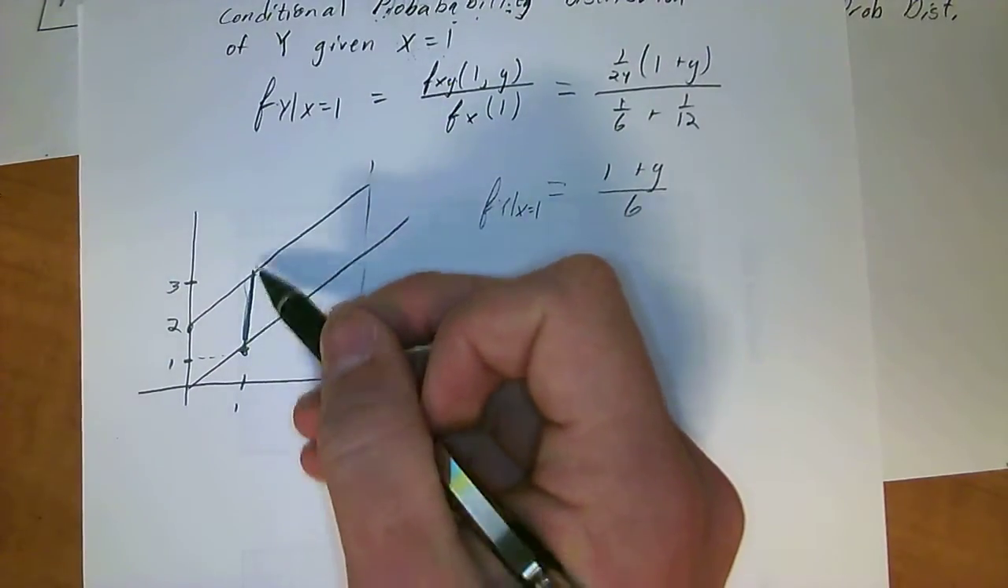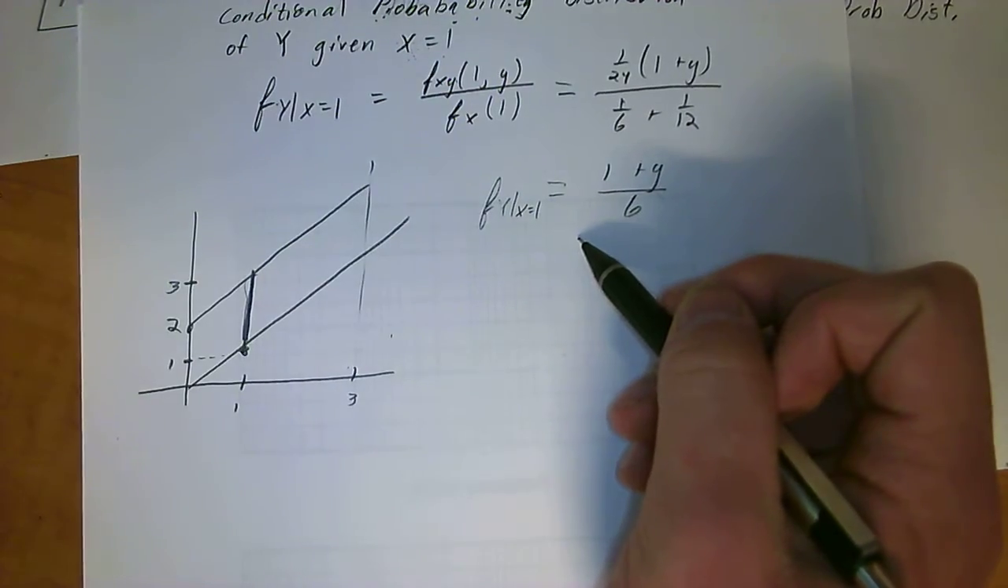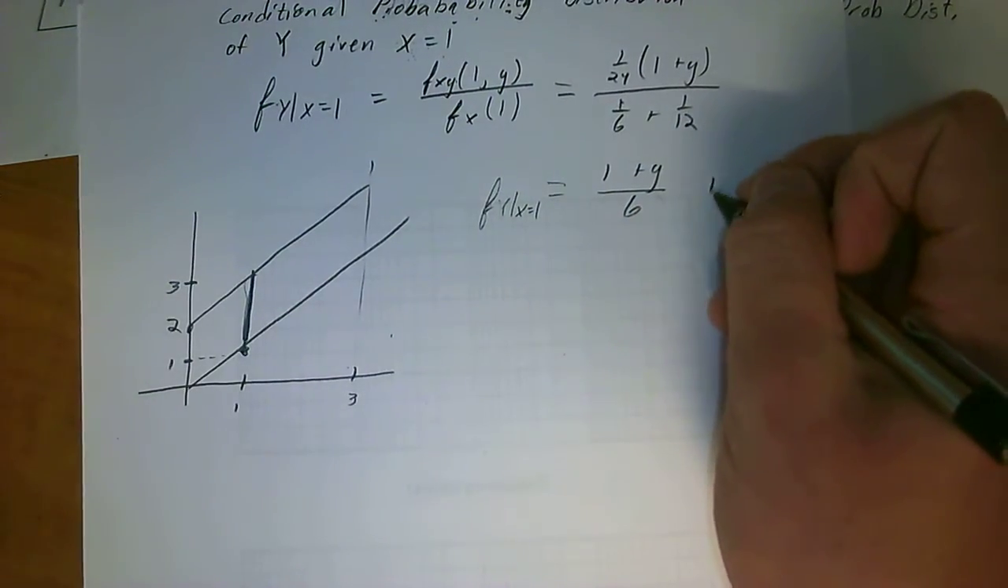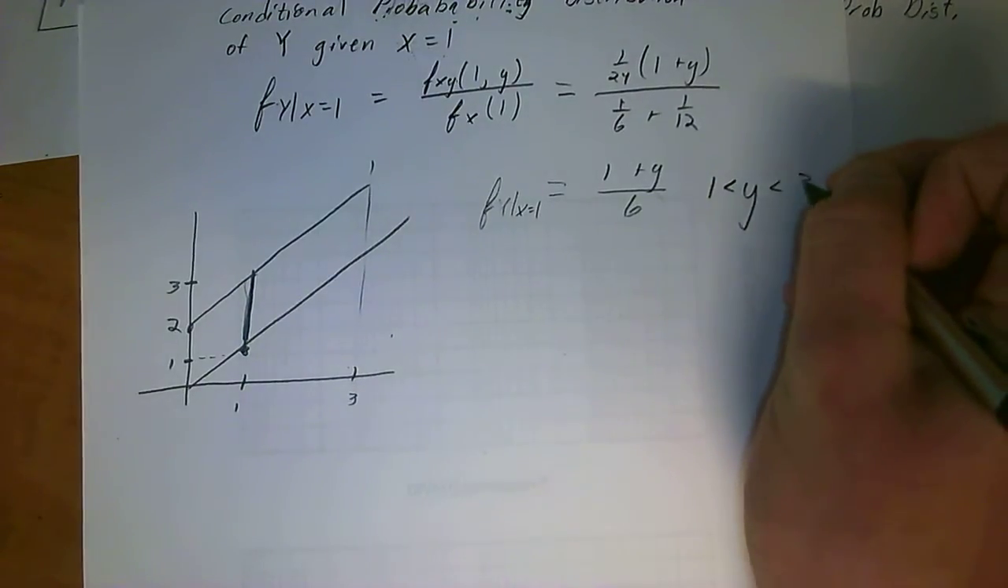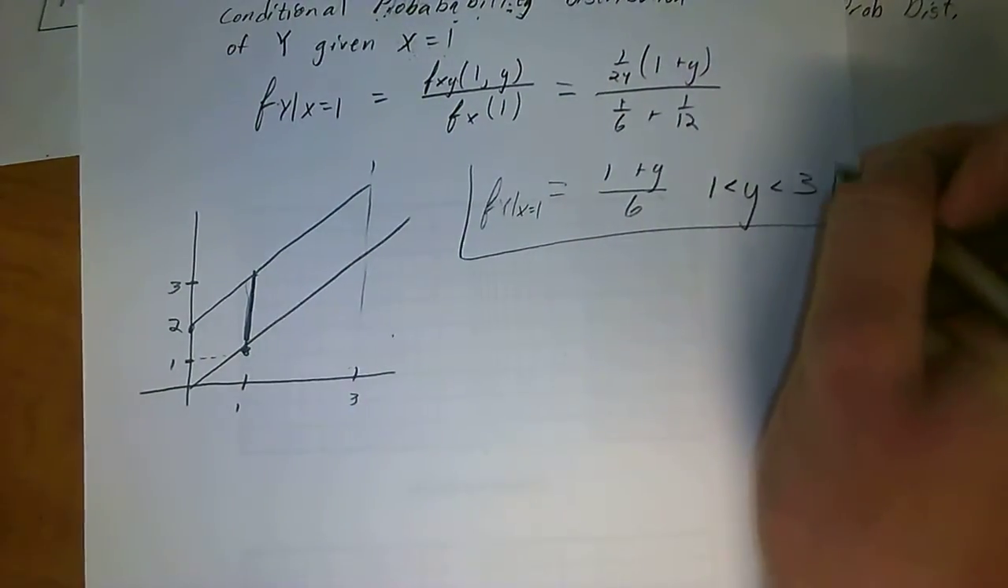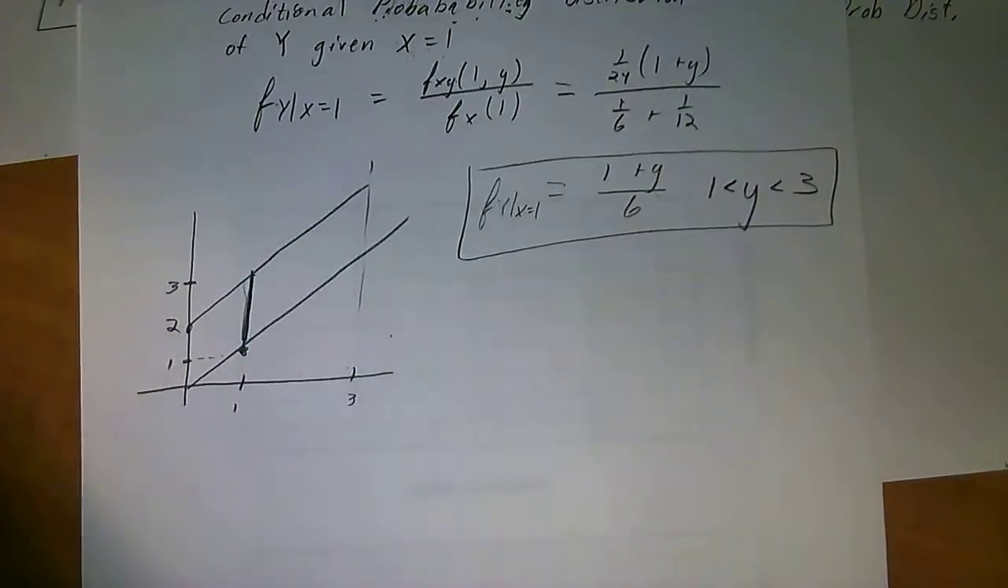So now you know that this equation, this conditional for y, is valid for y greater than 1 but less than 3. And that is your final answer for the conditional probability distribution.